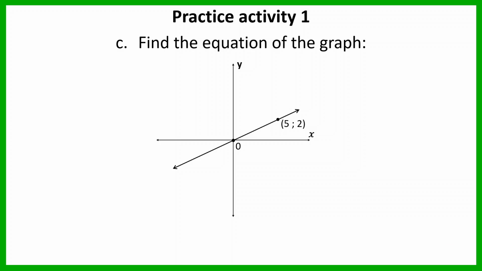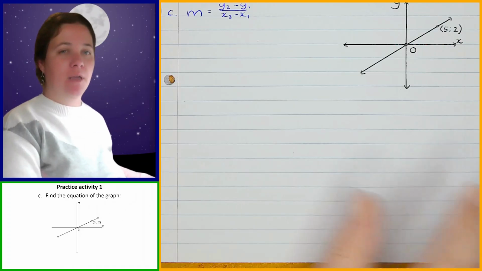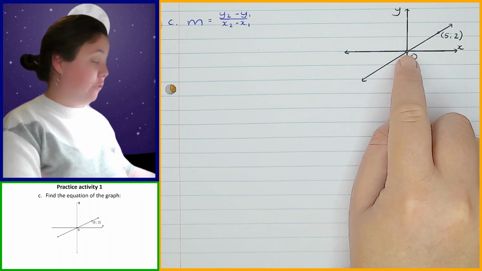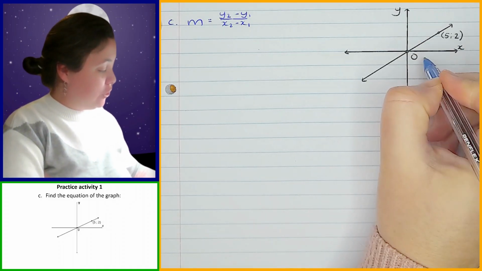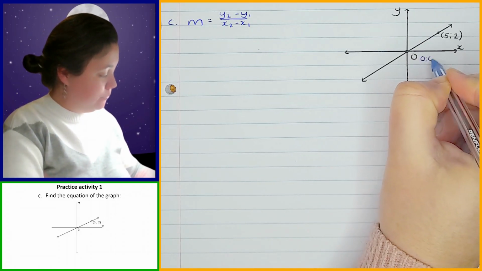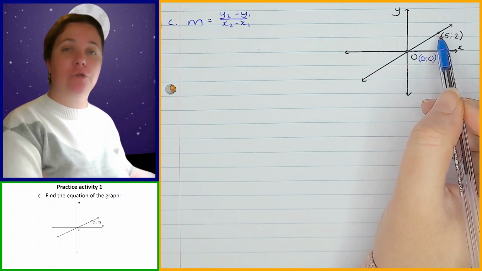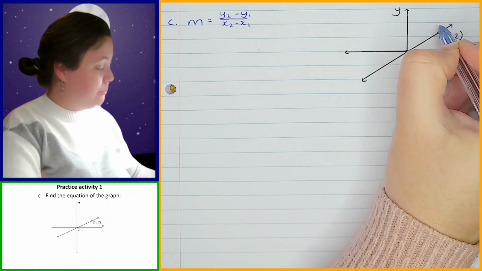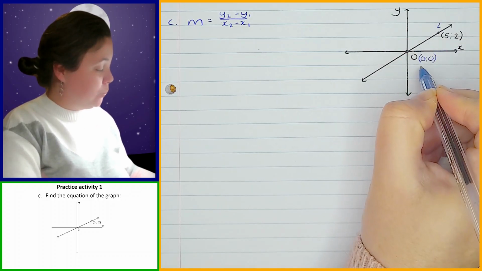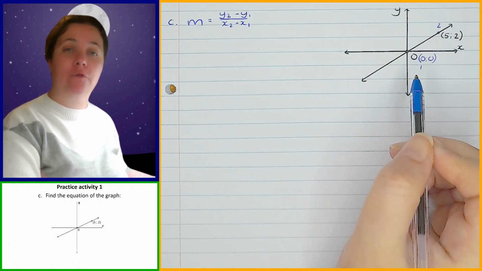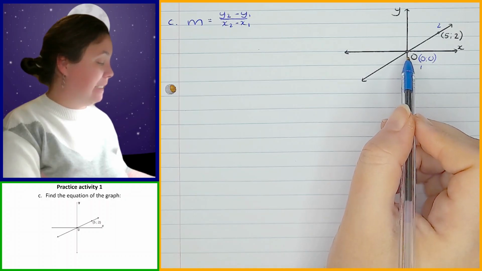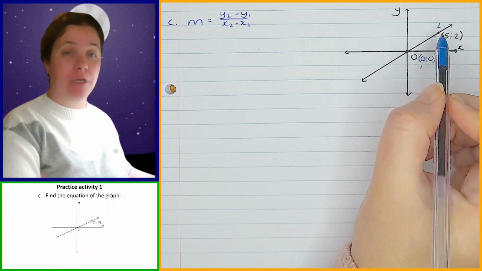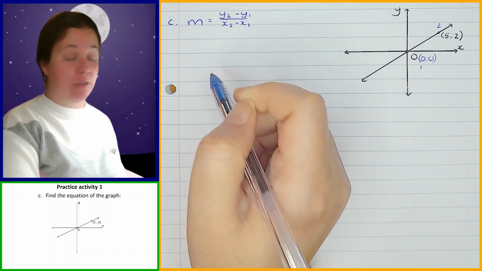Okay, so let's go through that question and see what you should have got. Right, so for this question over here, I have a graph that goes through the origin. The coordinates of the origin are 0, 0. And it also goes through the point 5, 2. So now I'm going to choose to make this point 2 and this point 1. Anytime that your graph goes through the origin, I recommend making the origin point 1 and the other point 2, because it'll make it easier for you to find the gradient.